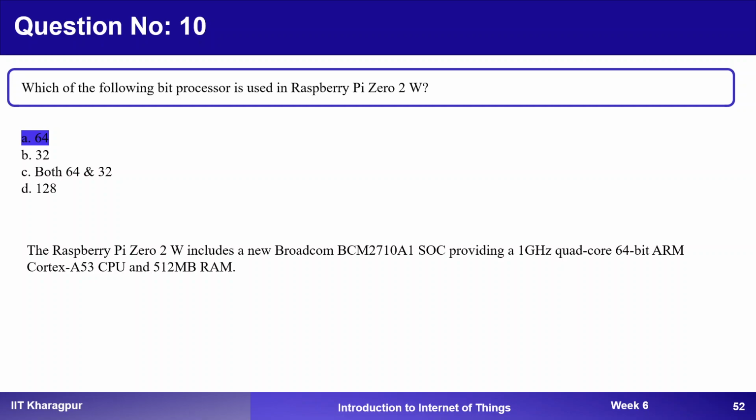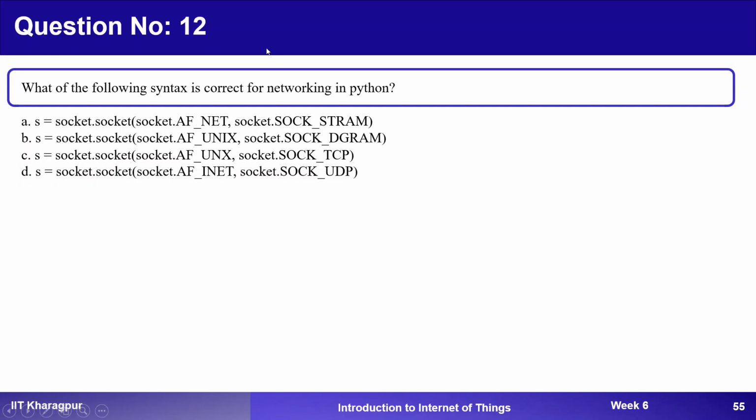Now question number 12. Which of the following syntaxes is correct for networking in Python? This topic I have covered, I guess, previous week or a week before. I don't remember actually. So which of the following is a correct option? Anyone? Okay, so if you want to send your data through TCP, then how are you going to create your socket? Okay, leave it. There are three types of sockets. Can you please name them?